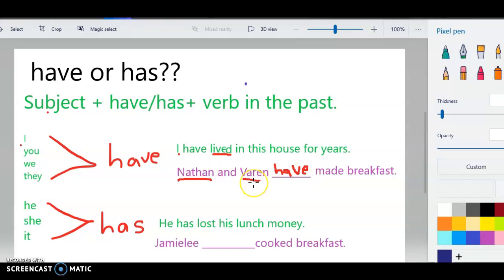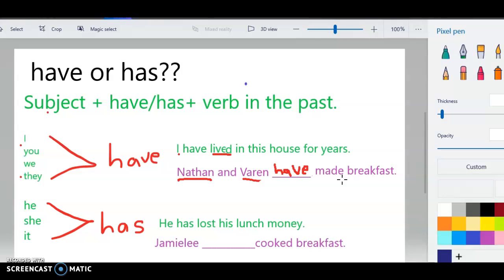Because Nathan and Varen would be replaced by the pronoun they. So it's like I'm saying they have made breakfast. So Nathan and Varen refers to the pronoun they, so I need to use have. Nathan and Varen have made breakfast. This means that they made breakfast maybe 5-10 minutes ago, and the breakfast is here in front of our face now and ready to eat. Continuing into the current moment, Nathan and Varen have made breakfast. That is the simple or present perfect tense, the present perfect tense.